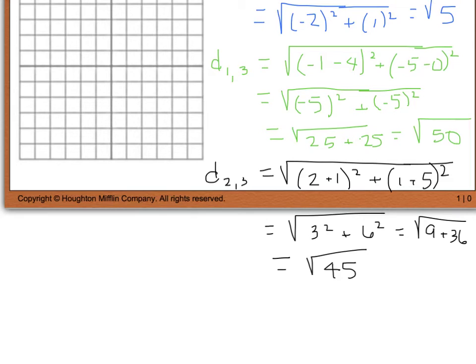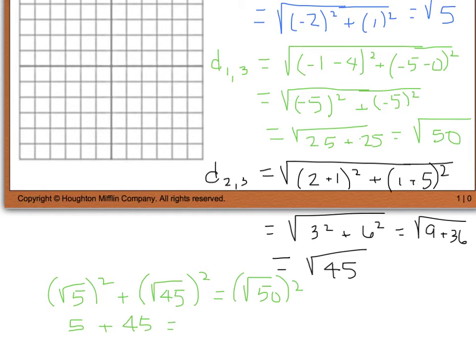And I'm going to then say that a squared, which is the square root of 5 squared, plus my b squared, which would have to be the other side length, the square root of 45 squared, should hopefully equal, if this is going to work, the square root of 50 squared. So the square root of 5 squared, if you recall, is 5. The square root of 45 squared is 45. And the square root of 50 squared is 50. So 5 plus 45 does equal 50. So I just proved that I have a right triangle.